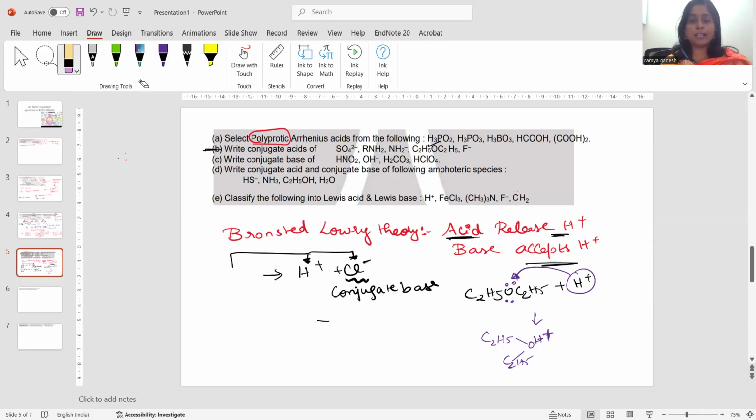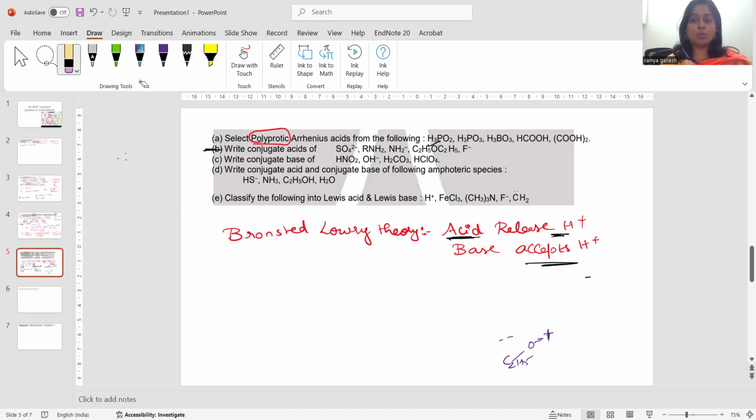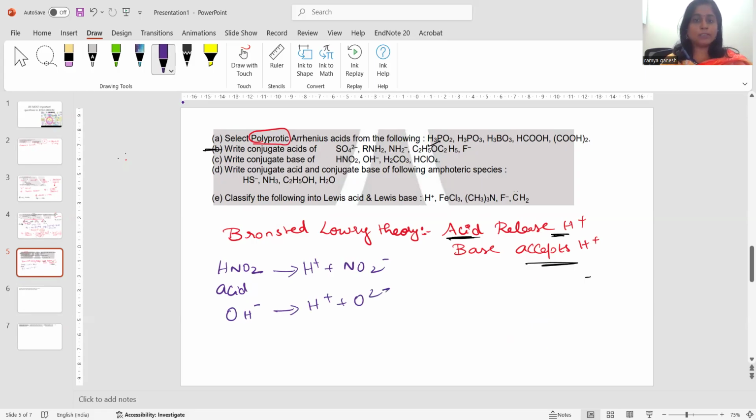Let us see the next subdivision: how to write the conjugate base. HNO2 is there. If it is an acid, it will release a base, right? If it is going to release an H plus, what will be the conjugate base? NO2 minus. OH minus is there. If it is releasing an H plus, what will it form? O2 minus. Correct or not? So this is the conjugate base, CB. Clear, everyone? Okay, now go for the fourth one.